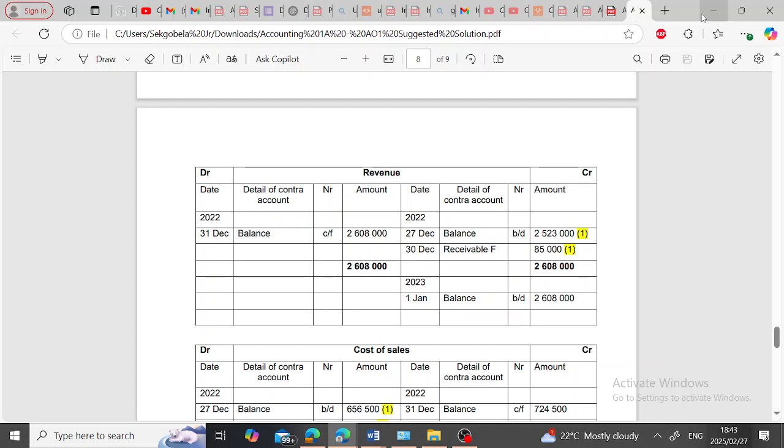So revenue, right? Our balance is 2,523,000. And then our receivable was 85,000. We had nothing on the debit side. So which side is greater? The credit side, 2,608,000. You can't have a balance. This thing is wrong. We stop here, because this is a temporary account. Your lecturers will be surprised. Wow, temporary account. Those that want to add spice to show that they know their work, say this cannot be carried over because it's a temporary account.